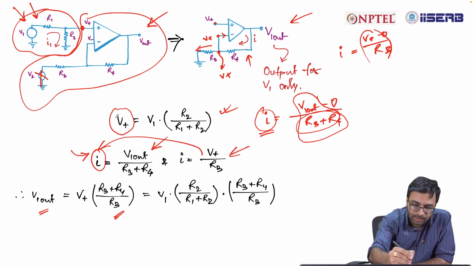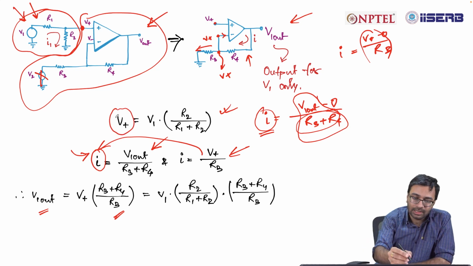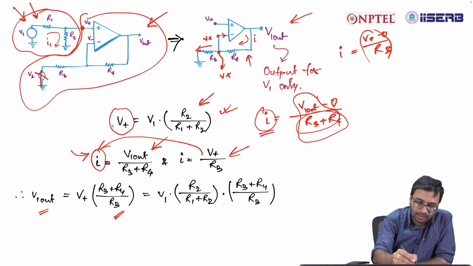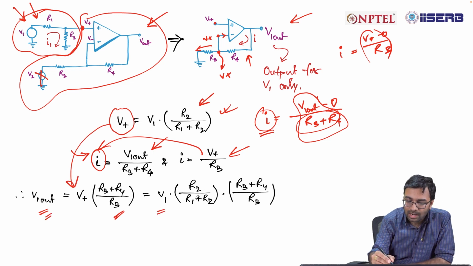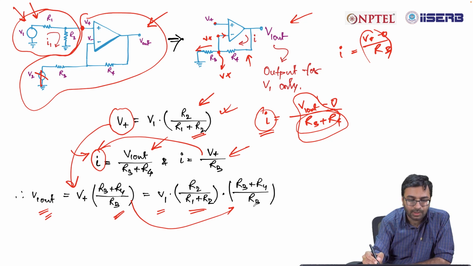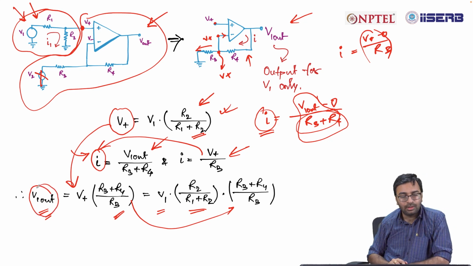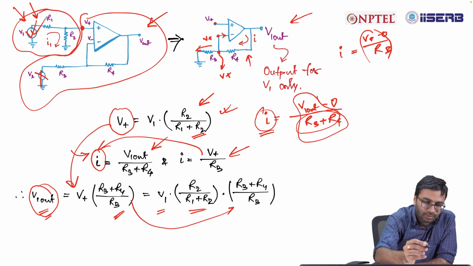Replace the value of V plus that we calculated in the previous slide, and you will find V1 out is equal to V1 R2 divided by R1 plus R2, into this term R3 plus R4 divided by R3. So this is the value of your V1 out, that is the output for the V1 source.